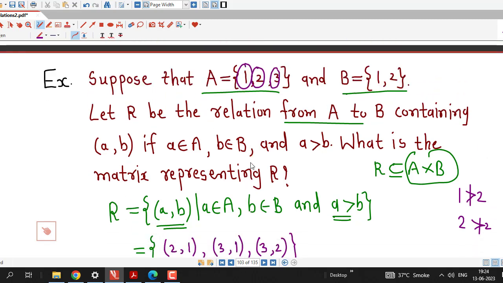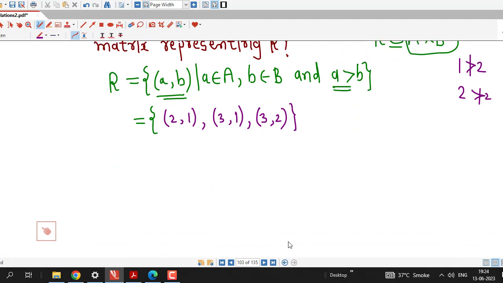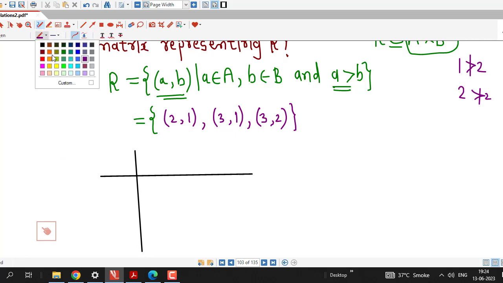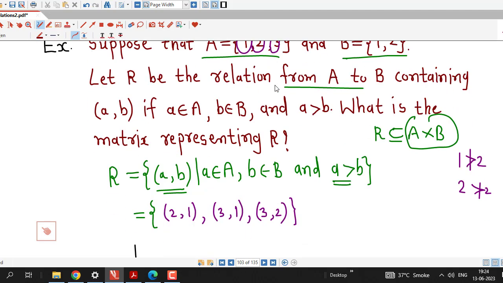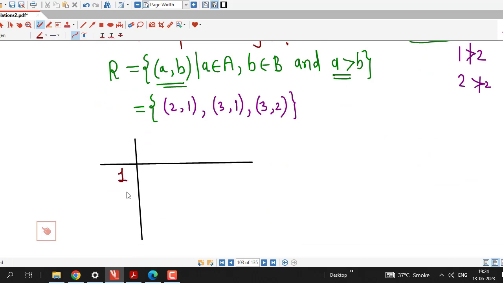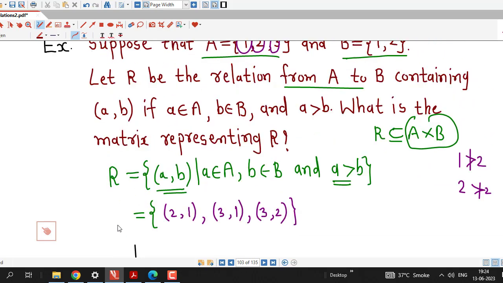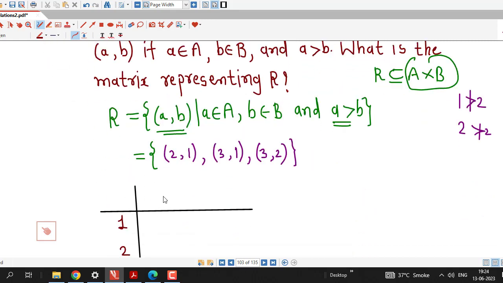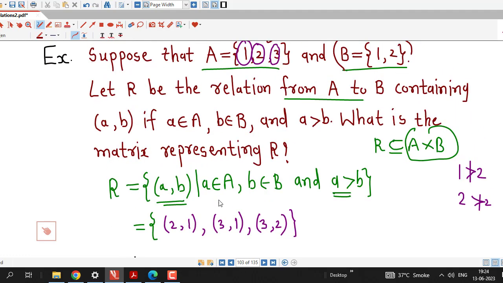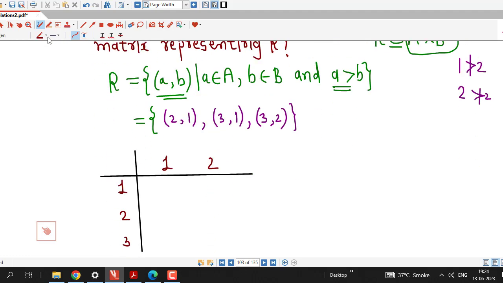And I have to write down the matrix representing this relation. So for that, first I am preparing the table. Let me draw the table first. On the left side here I will write down the elements of this set A. So here we have 3 elements, 1, 2 and 3, and above all the columns we will write down the elements of set B. So here I write 1 and 2.